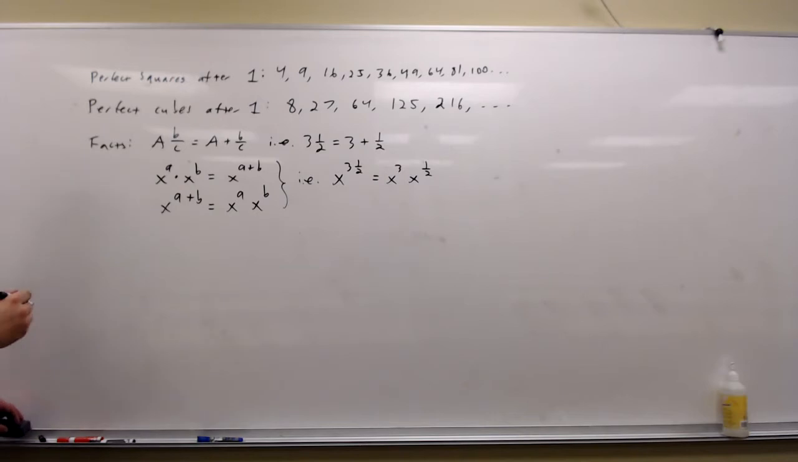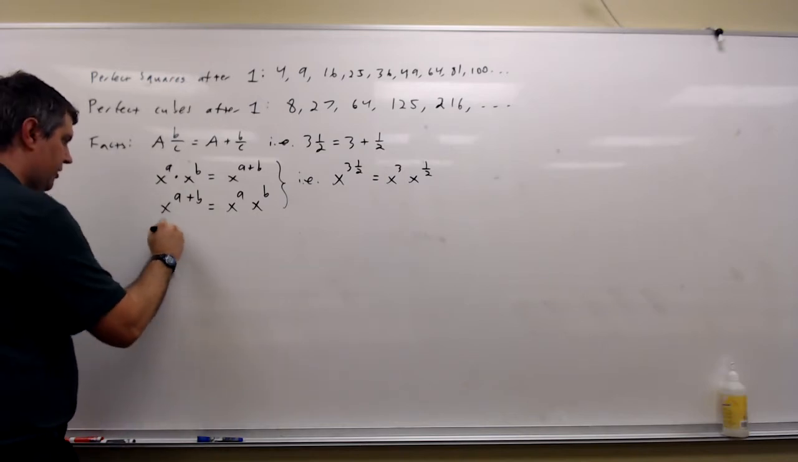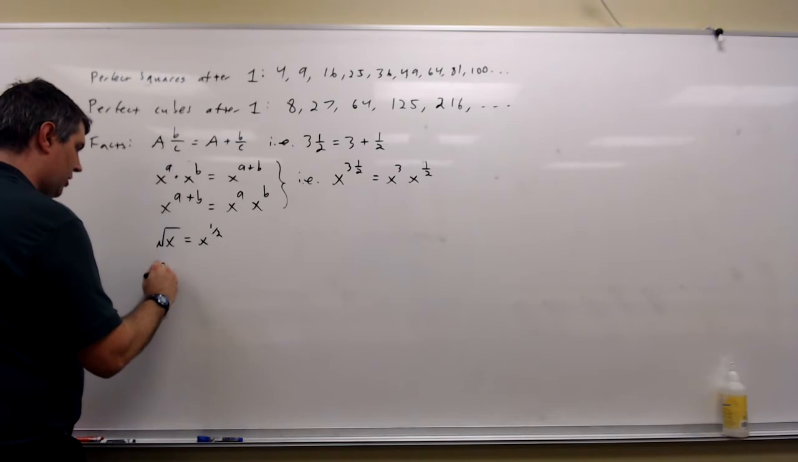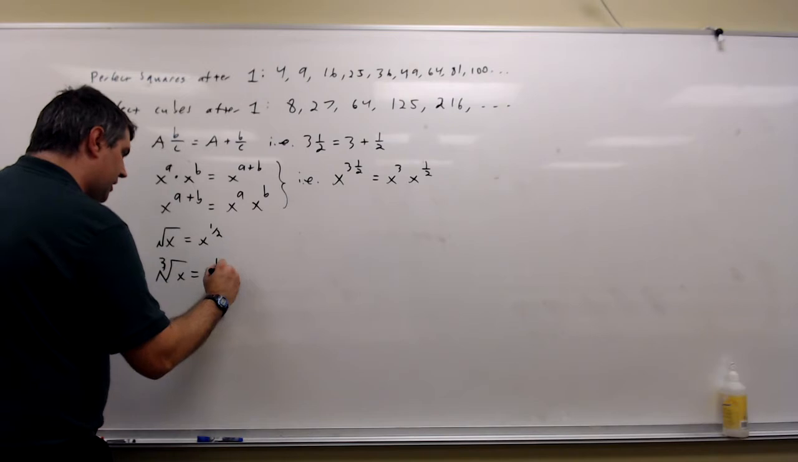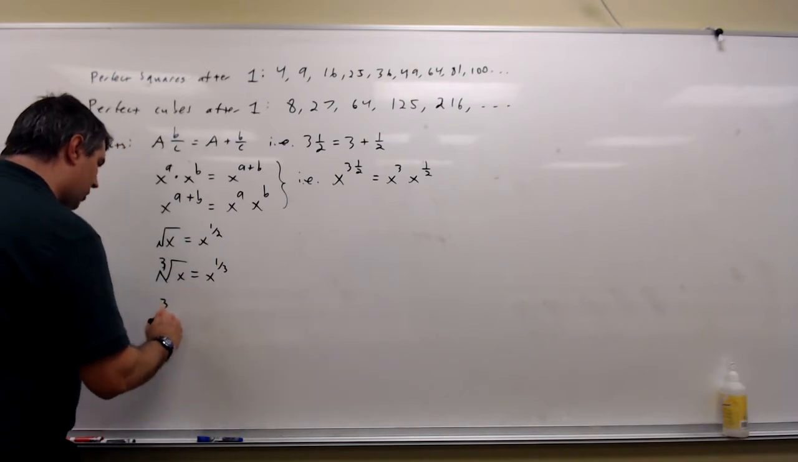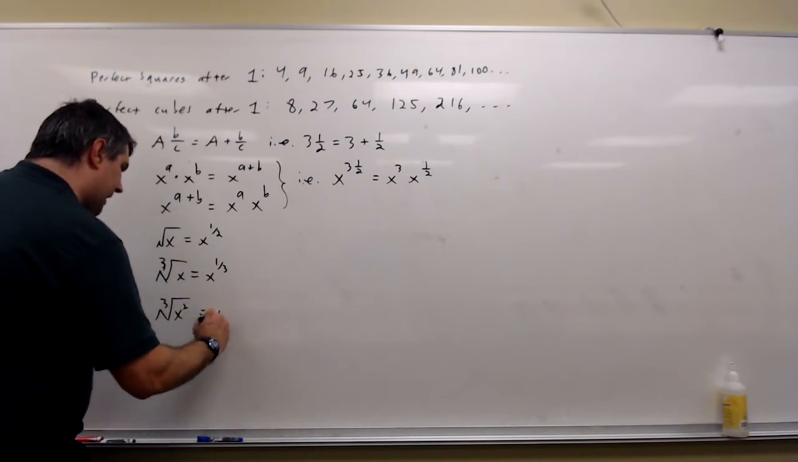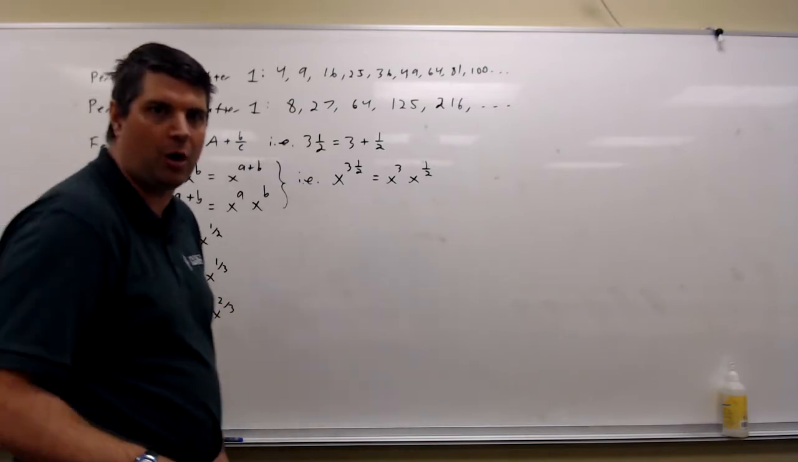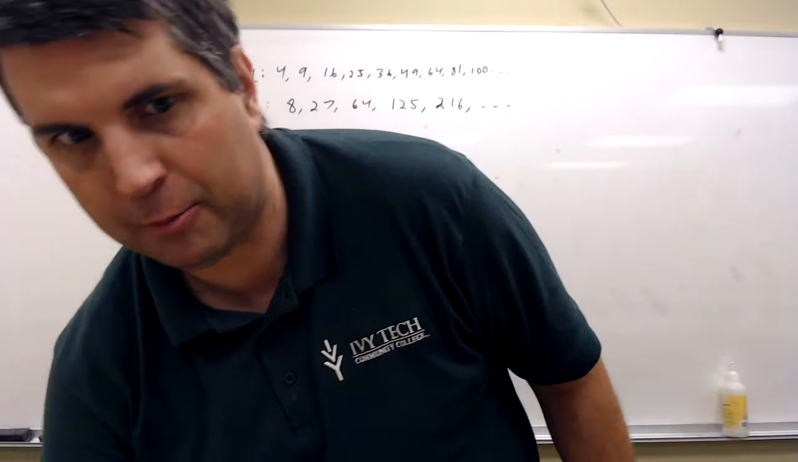Okay? Here's another fact. Square root of x is x to the 1/2. Cube root of x is x to the 1/3. And the cube root of x squared would be x to 2/3. We're going to be using these facts for more complicated problems.